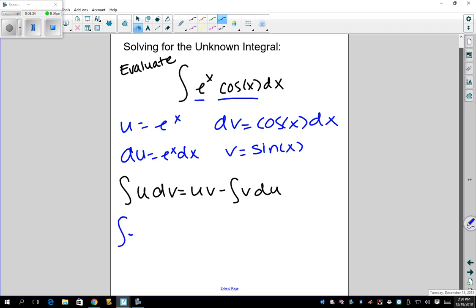So the integral of e to the x cosine x dx equals e to the x times sine x minus the integral of sine x e to the x dx.